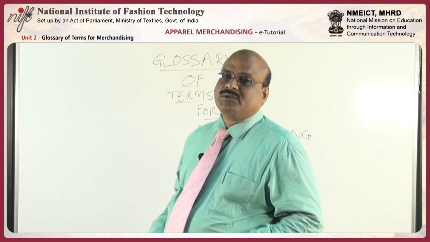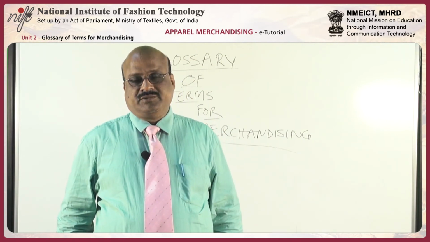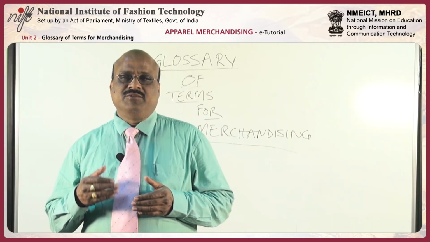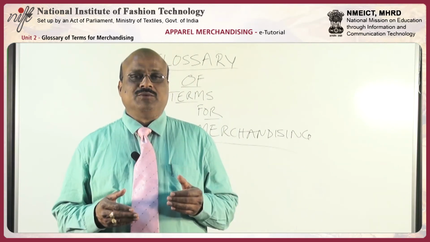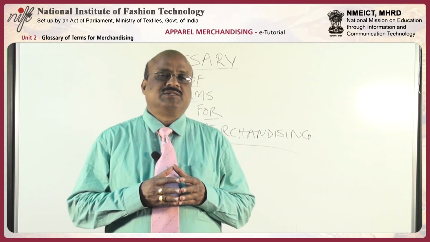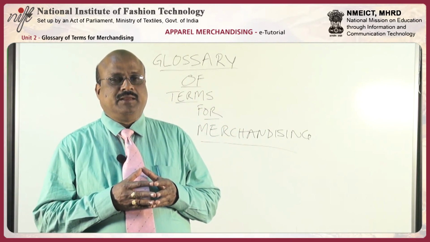So the next term is shrinkage. Shrinkage means the difference, especially on the minus side, between the merchandise on hand shown by physical inventory and what is shown as book value. That means there is a shortage from the book value. The physical value of the stock is less than the book value. That is called shrinkage.